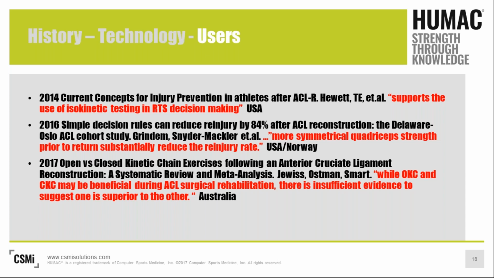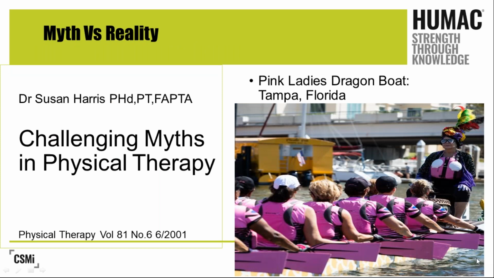Most of us know of Lynn Snyder-Mackler at University of Delaware. And again, she did a cohort study with Delaware and Oslo looking at more symmetrical quadriceps strength. And if you look at Trent Nessler's information, he really looks at symmetry of ACLs and how important that is for us. And then again, in 2017, and we've got quite a few, while open kinetic and closed kinetic may be beneficial, there's insufficient evidence that suggests one is superior to the other. Well, what is interesting is that it's how we teach that exercise that makes it superior. And we're going to have an opportunity to look at that.